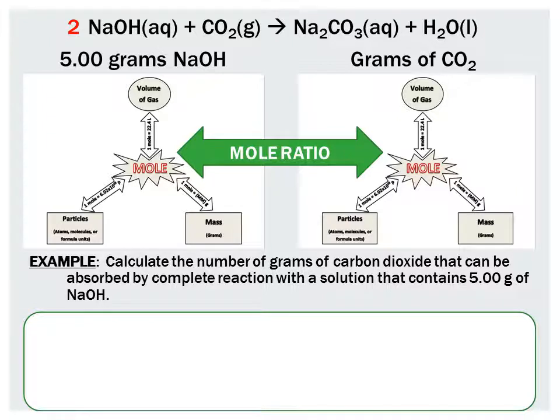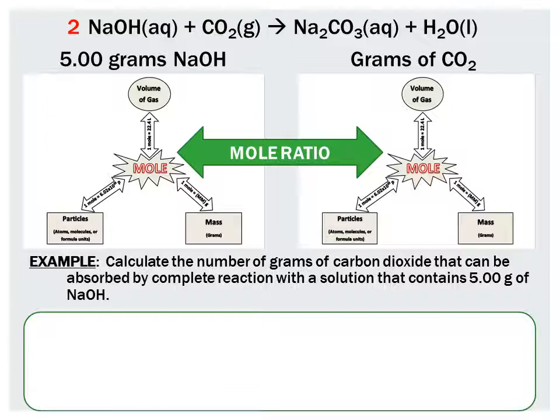Another visual cue here just to see how we're going. So we have mass here. We're going from grams of sodium hydroxide to moles of sodium hydroxide, then use a mole ratio based on the coefficients to moles of carbon dioxide, and then once we've crossed that bridge, we can go down here to mass of carbon dioxide.